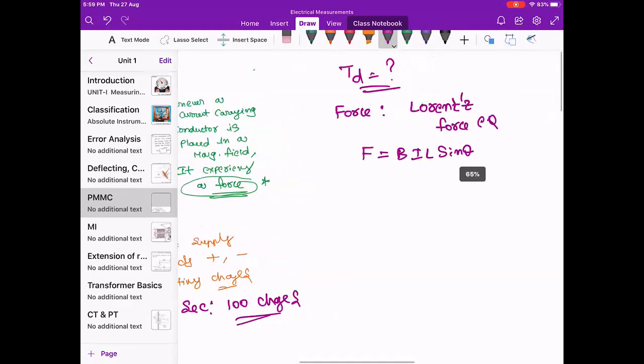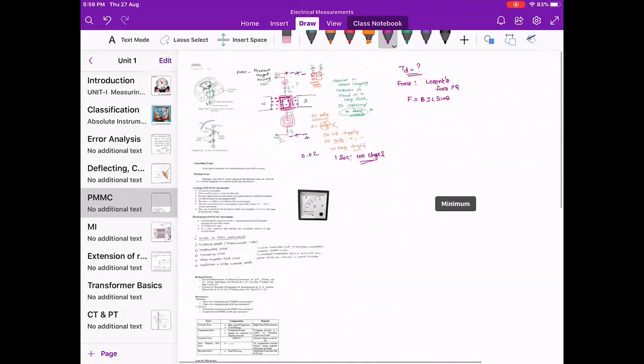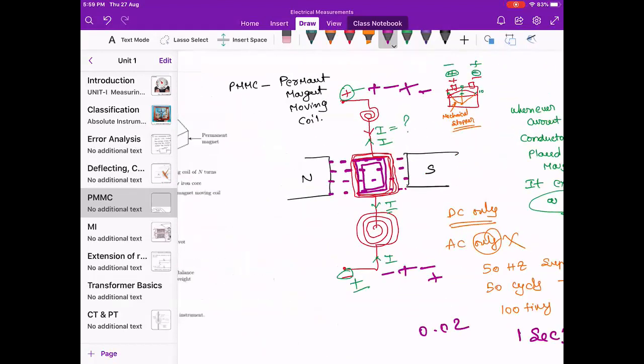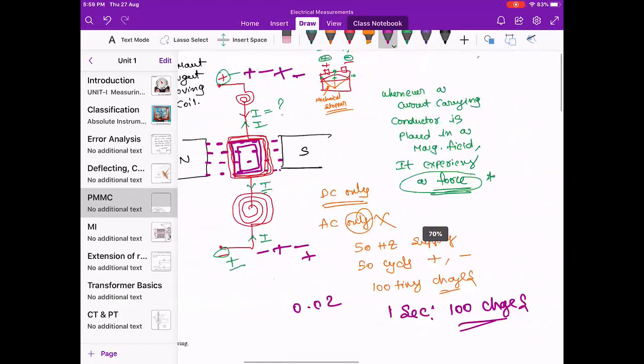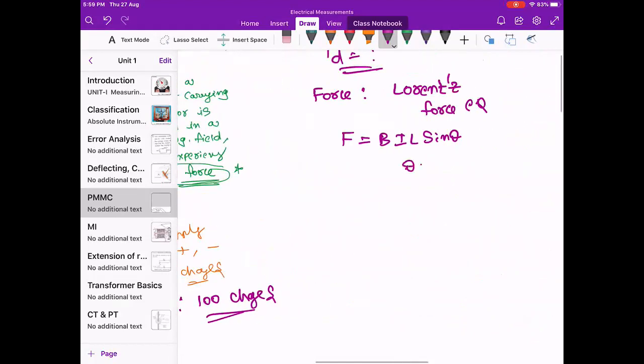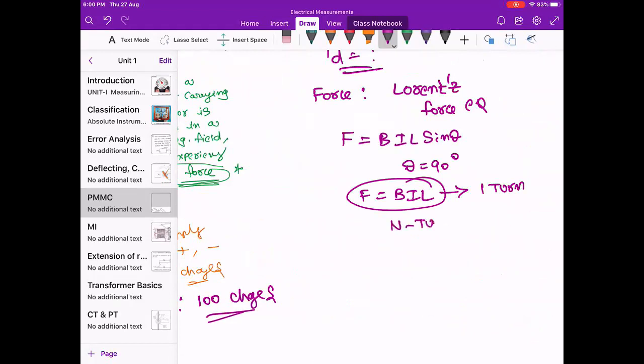Okay, F is equal to BIL sin theta. As you can see here, this magnetic field and this current are perpendicular, that's why we substitute theta is equal to 90 degrees here, and F is equal to BIL. Okay, we will get that. And this is the equation for one turn only. Now we have N turns, right? That's why now the equation will be NBIL.